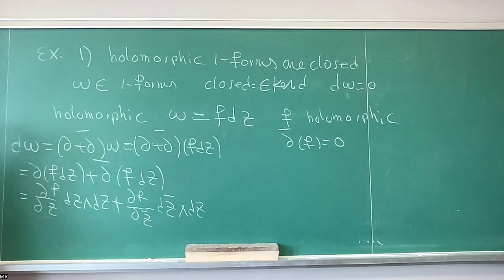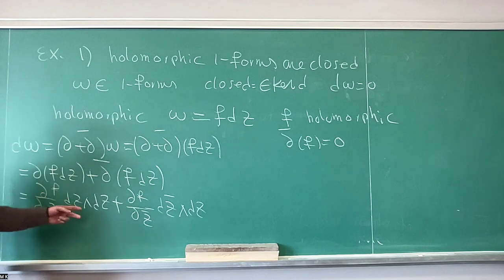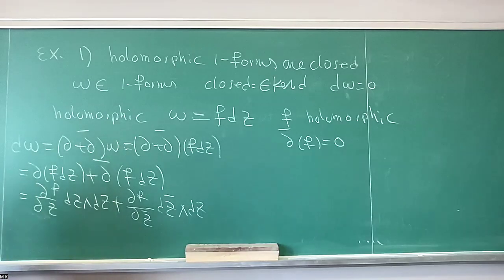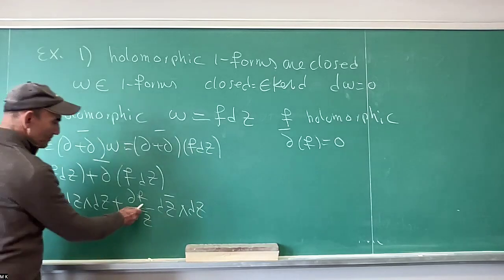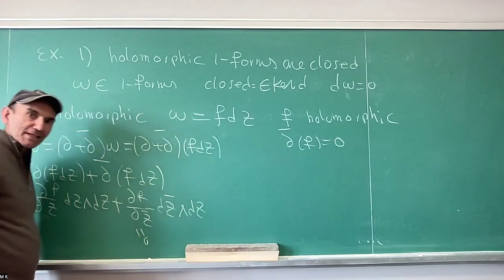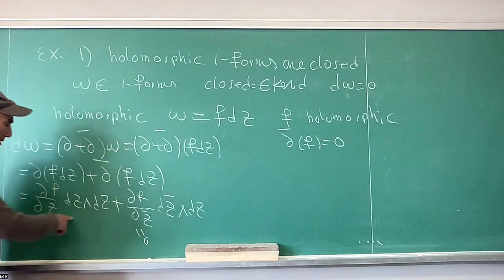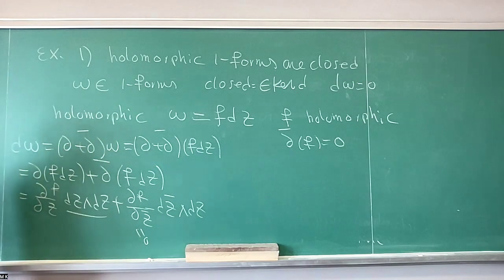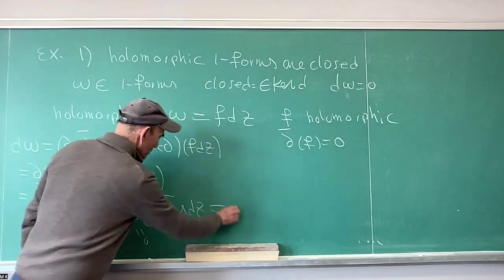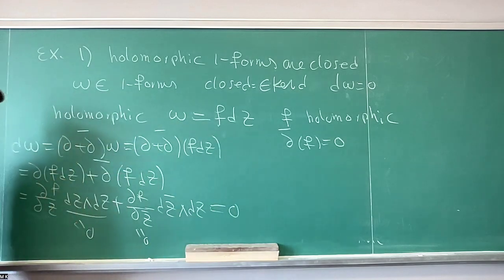But it's not 0. What's that? Well, we see that, yeah, exactly. That's what we need. Now, both terms are 0, but for different reasons. The second term is 0 because this coefficient is 0. The first term is 0 because dz wedge dz is 0. So both terms are 0, so the sum is 0. So this is indeed in the kernel of D.